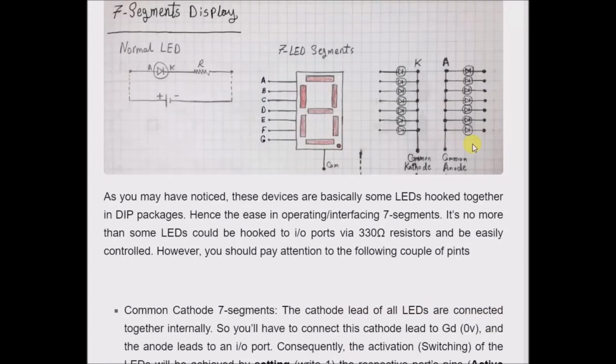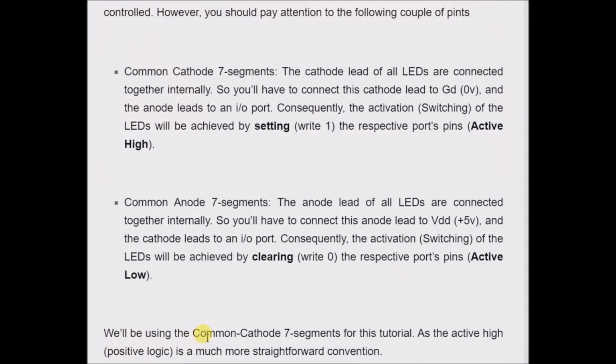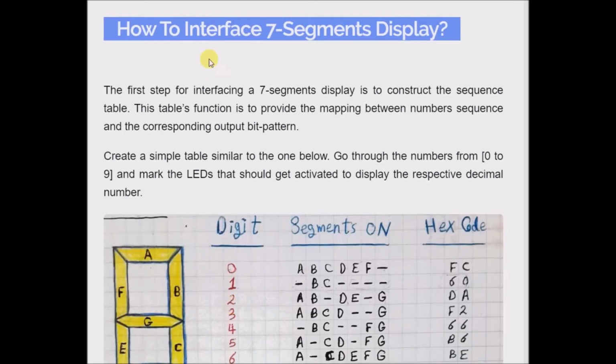So here's the common anode, probably hooked up to 5 volts VDD. We'll be using the common cathode 7 segment for this tutorial, as the active high positive logic is a much more straightforward convention. How to interface 7 segment displays.